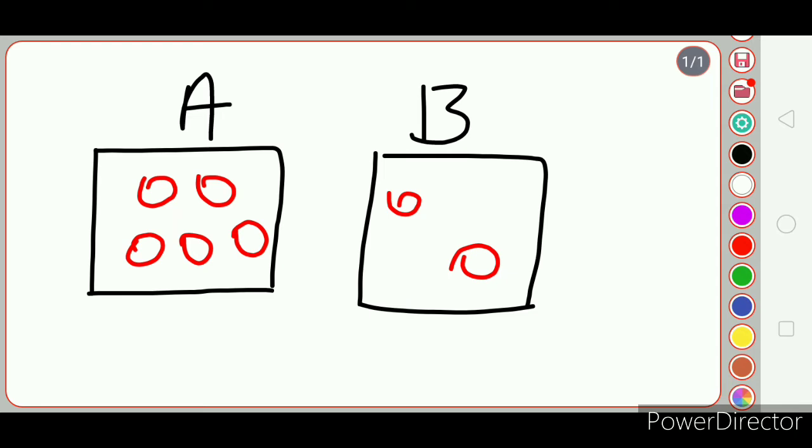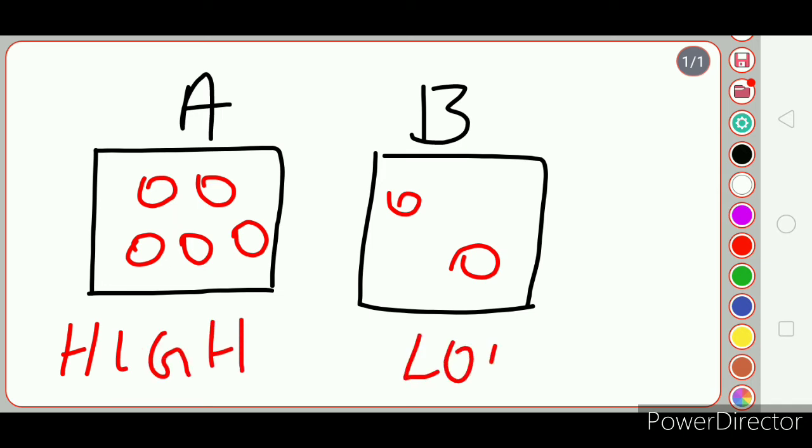In box A, the total volume is divided equally among the 5 balls. So each of these balls has a restricted amount of volume. So the pressure is high. These 5 balls have less space to move. And in box B, it has more space. That is, the total space is divided between only 2 balls. So each of the balls has more space to move. So in box A, it will be high pressure, and in box B, it will be low pressure.